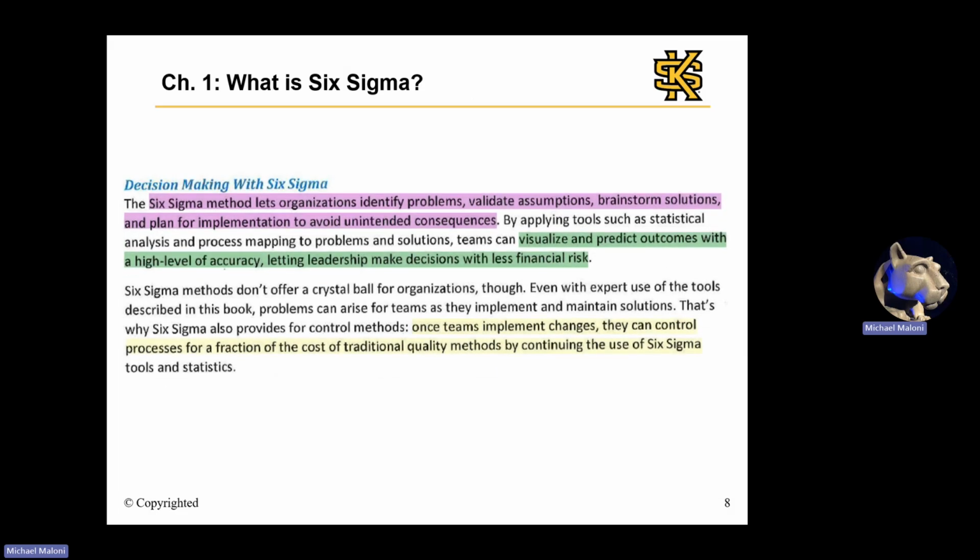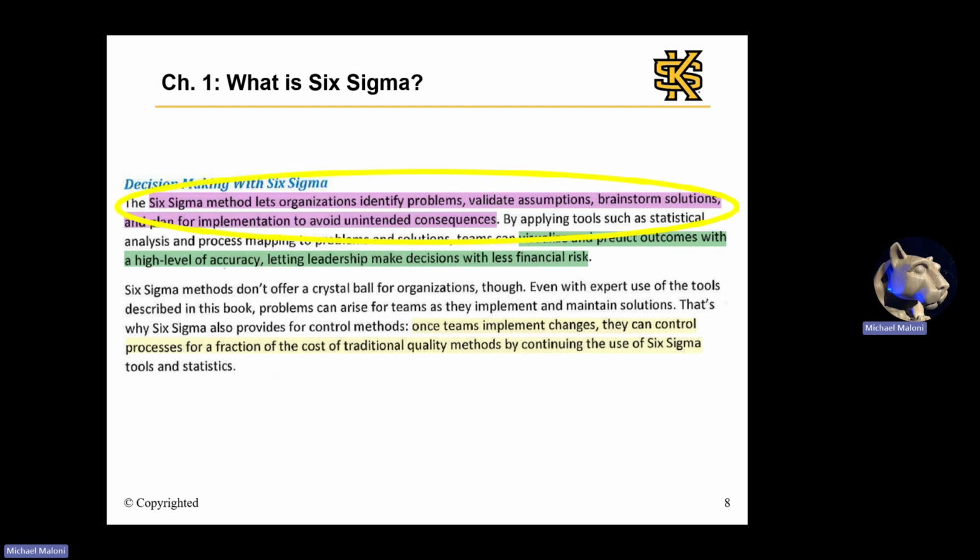We'll quote directly from the text here on how Six Sigma approaches improving processes. Specifically, Six Sigma lets organizations identify problems, validate assumptions, brainstorm solutions, and plan for implementation to avoid unintended consequences. The goal is to be more certain about the outcome of the changes, including controlling the improved process to make sure that the improvements stick.